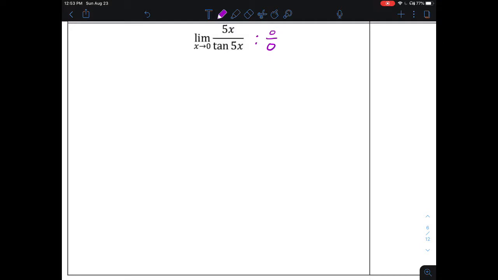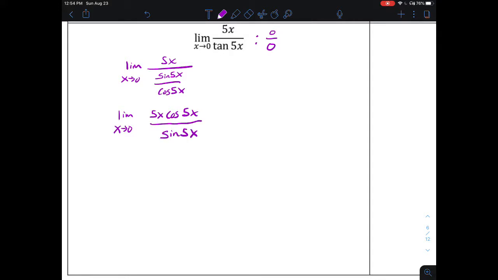So I rewrite this as the limit as x approaches 0 of 5x divided by tangent of 5x as sine of 5 times x divided by cosine of 5 times x. Then I'm going to do skip, change, flip to rewrite. So it'd be the limit as x approaches 0 of 5x times cosine of 5x divided by sine of 5 times x.